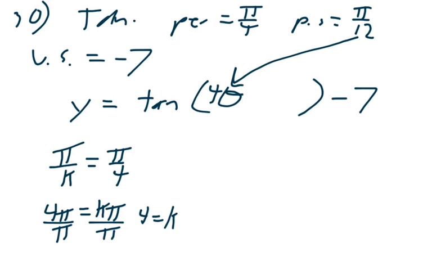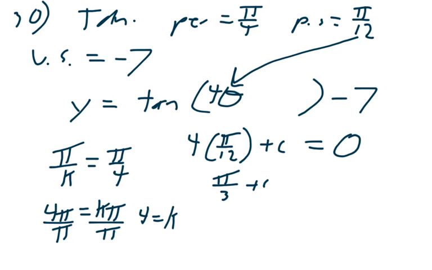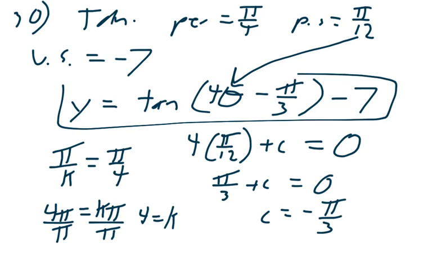I'm going to plug in the phase shift in order to figure out what c is. So 4 times pi over 12 plus c equals 0. That turns out to be pi over 3 plus c equals 0. C equals -pi over 3. And so there's my answer. I'm going to do the next 10 on the next video, so that'll give you 31 through 40.